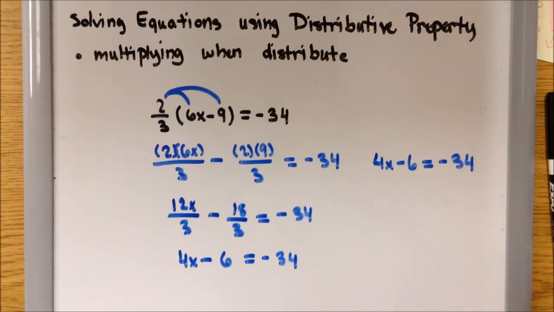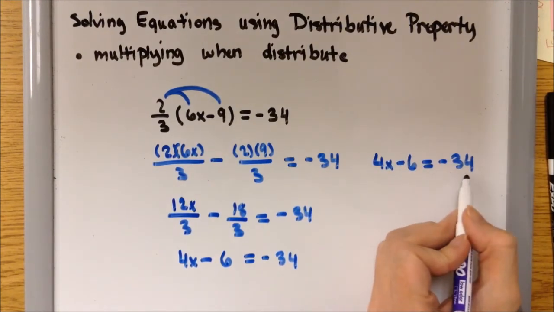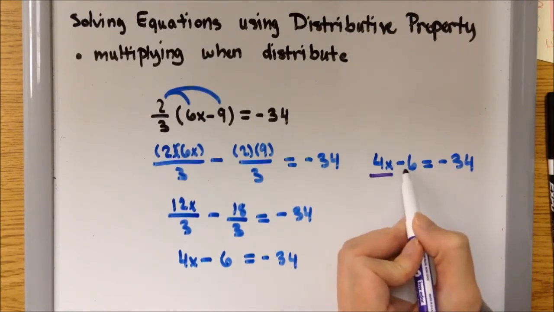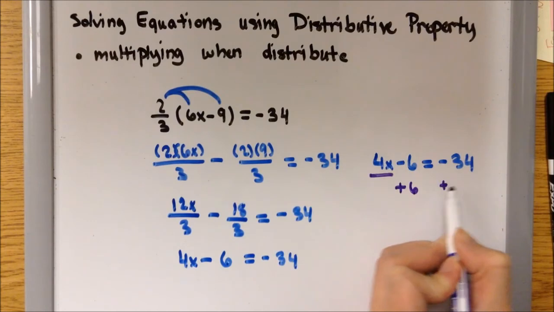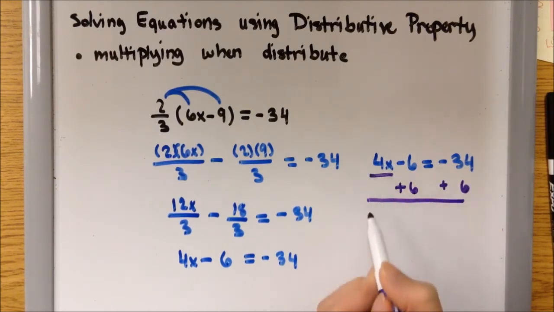So moving to the point where we stop, 4x minus 6 equals negative 34. We want to get the 4x to be by itself, but it has a minus 6, so the opposite of minus 6 is plus 6. So I do it on the left and on the right. Bring down the 4x.